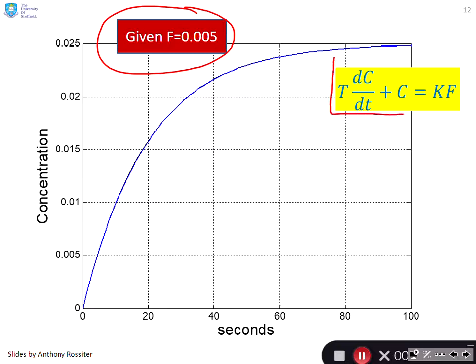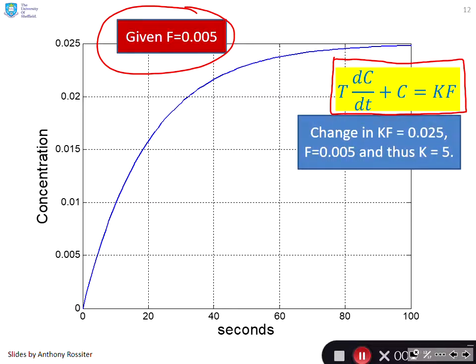We've used our knowledge, this is what I already know, to say the time constant form is T dC/dt + C = Kf. What next? Well, I happen to know that the change in Kf gives me the change in concentration here, which is 0.025. So I've got a very simple equation here. I already know that F is 0.005, and thus I can work out that K equals 5. So by putting the equation in time constant form, I can immediately work out the steady state gain K.